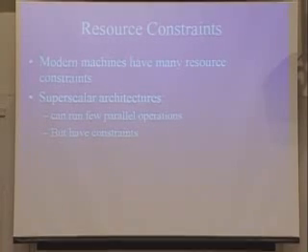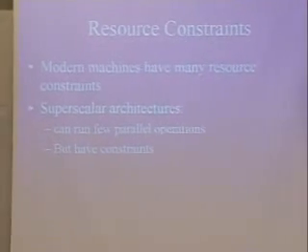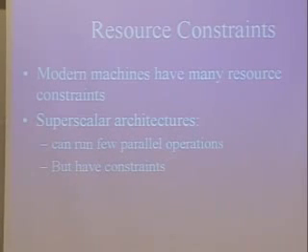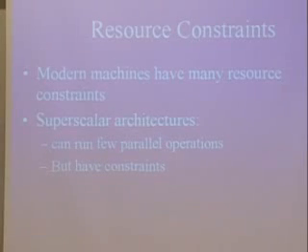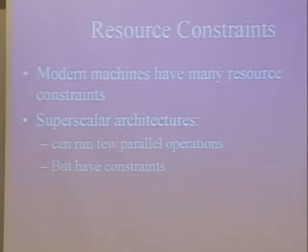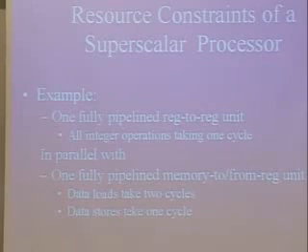The other type of constraint is resource constraints. With things like superscalars, you have multiple parallel units, and you need to make sure all those units are kept busy. But the units are also limited, so if you assume there are more than what you have, you might not get a good schedule.